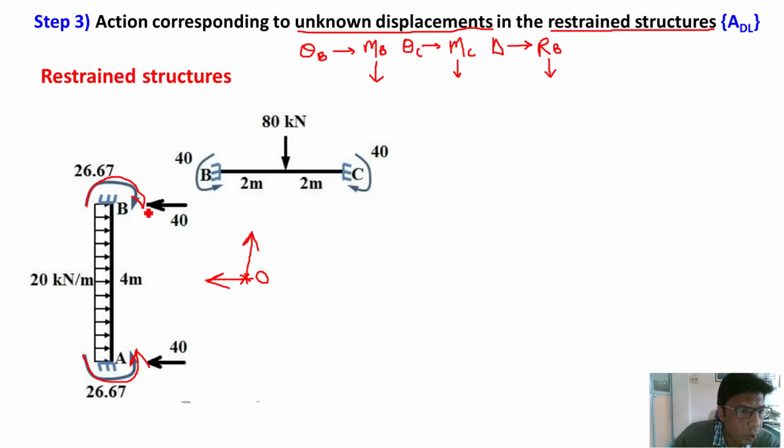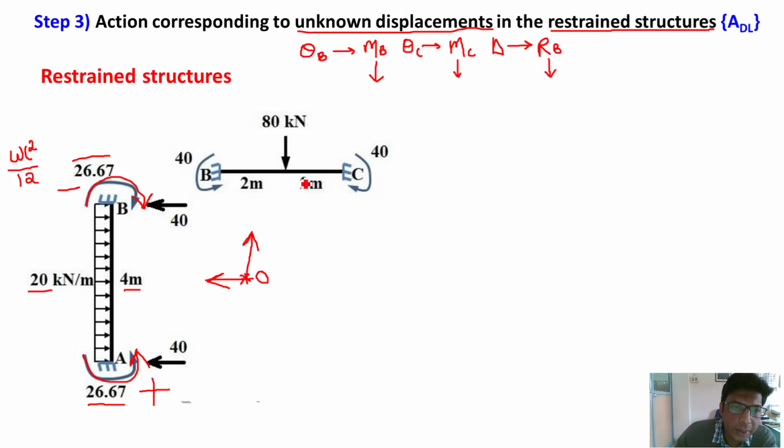Load acting over the column is UDL. So fixed moments are calculated using WL square by 12. W equal to 20, L is equal to 4. If you substitute W and L in WL square by 12, you will get the fixed moment 26.67, which is same at both ends. Anti-clockwise at A means plus, clockwise at B means minus.